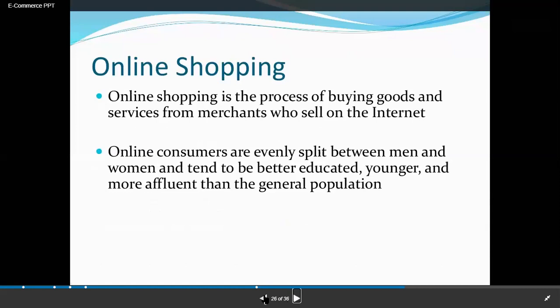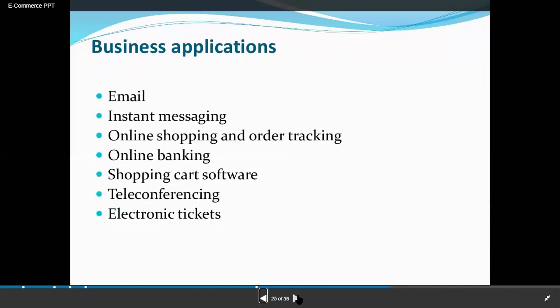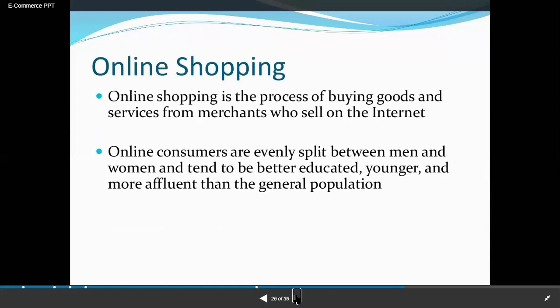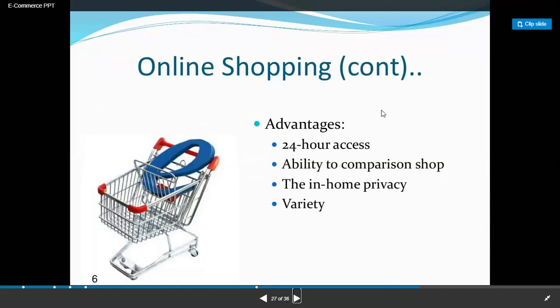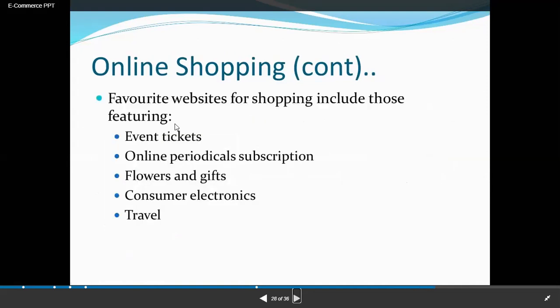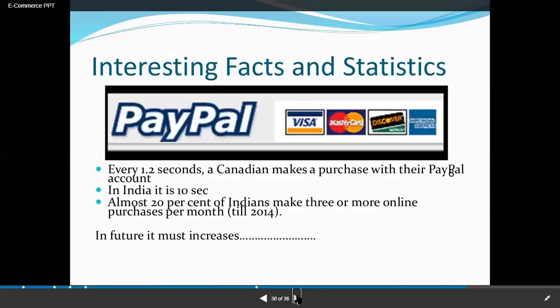Then online shopping. After this they have explained each and every point, like what is online shopping, online consumers, how online shopping continues, what are the advantages of all these, right? Then online shopping includes event tickets, online periodical subscriptions, you can send flowers and gifts to your friends, your travel tickets. This is how online shopping is done. You are paying for your particular things on different sites, Paytm, Google Pay, PayPal, anything.